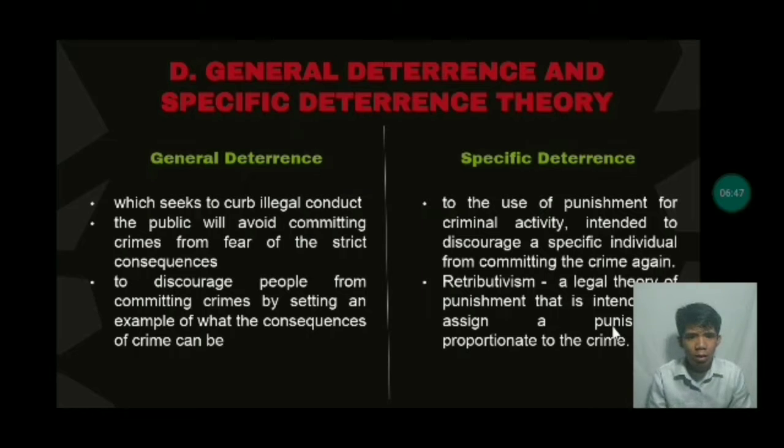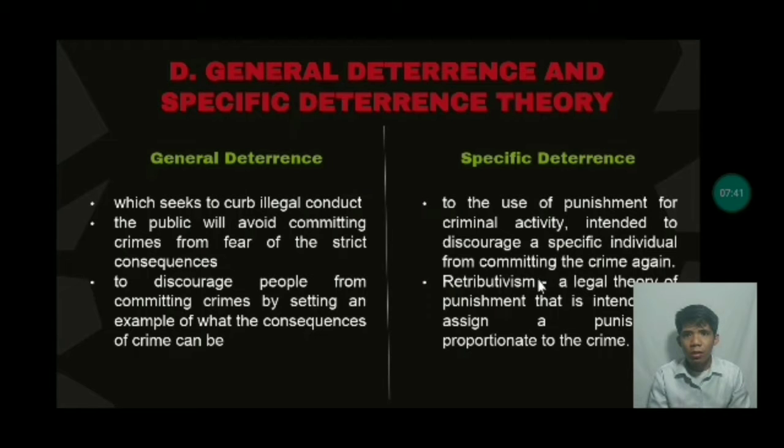So, specific deterrence is only for one person or a specific individual. For example, if you killed someone, you are sentenced to so many years, for example 5 to 6 years. It is imposed on that person or individual in order for him to not repeat the crime that he made. And also, this theory was created by Cesare Beccaria and Jeremy Bentham. That's the difference between general deterrence and specific deterrence.